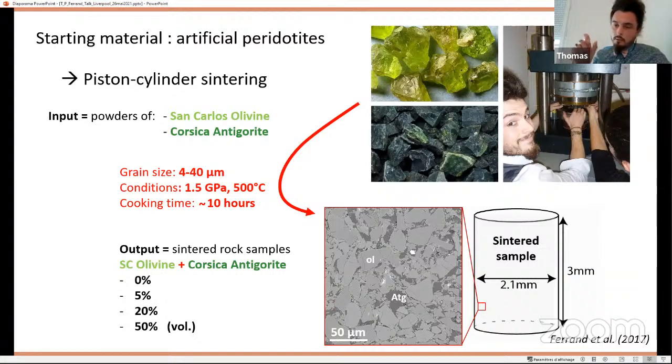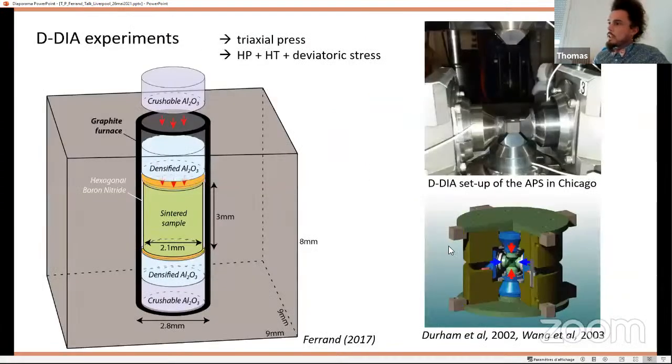And this was the design for the synchrotron experiments, in between two gold foils here and in a tiny jacket of hexagonal boron nitride. You have the sample, and around it you have a graphite furnace to control the temperature, a cube of boron epoxy to control the pressure, and alumina pistons to apply some differential stress.